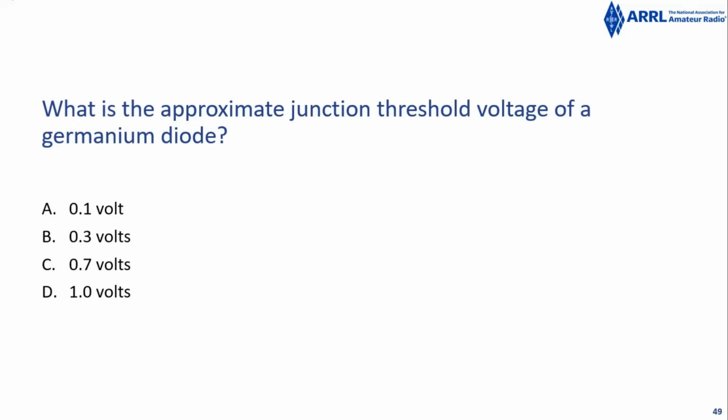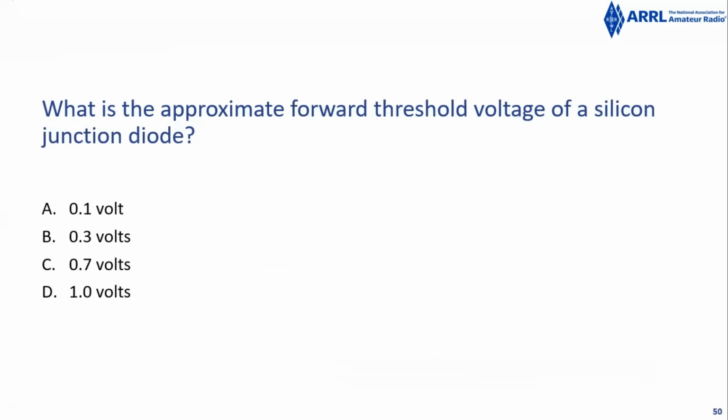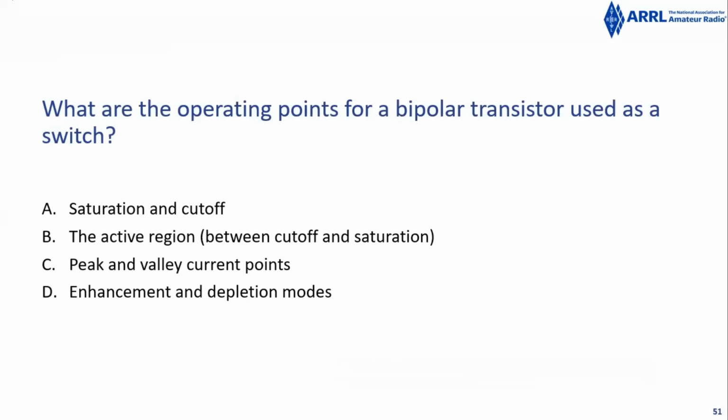So what is the approximate junction threshold of a germanium diode? And it's about 0.3 volts. And the forward threshold voltage of a silicon junction diode is 0.7 volts. And what are the operating points of a bipolar transistor used as a switch? That would be saturation and cutoff.